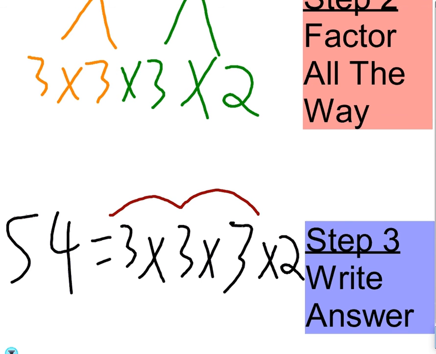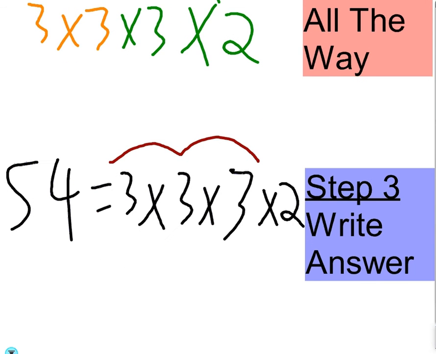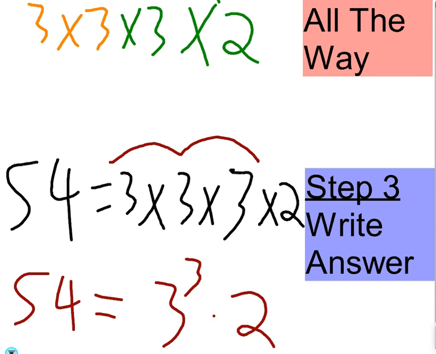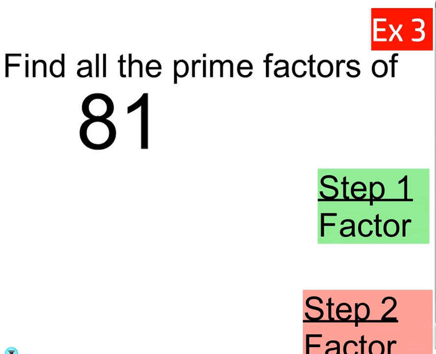Yes, write that down. What he's saying is, you can also write this as 54 equals 3 to the third power, because that's how many 3's there are, times 2. I like that observation. Thank you for that.